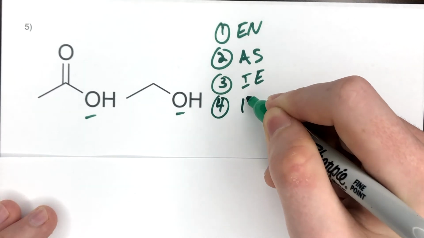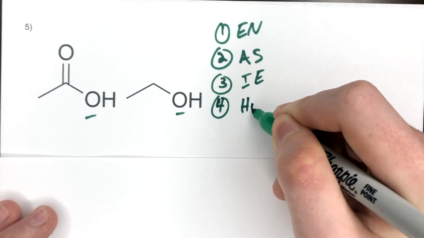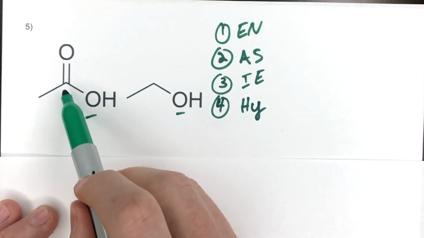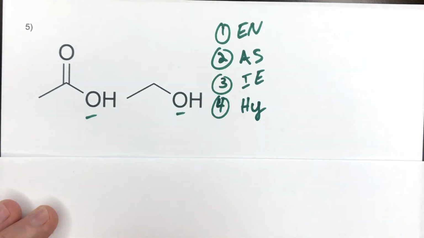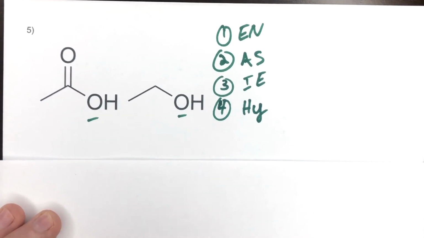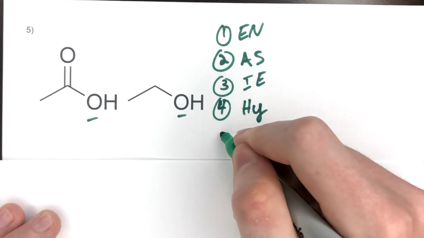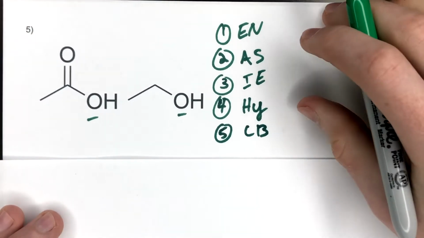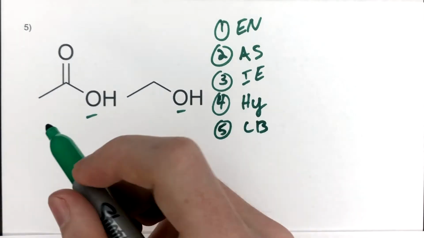And then there is hybridization. If you look at this carbon, this is sp2, whereas this is sp3. So again, you could make somewhat of an argument there, but that's not the huge factor. The biggest factor is the resonance stabilization of the conjugate base. So again, let's look at that real quick.